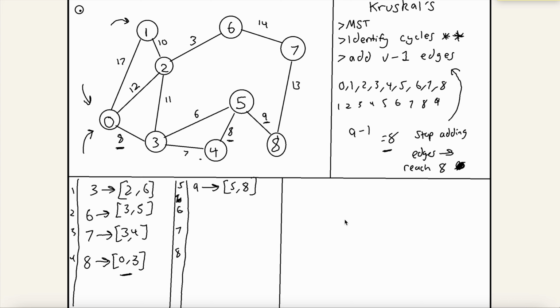Moving on, looks like we have this 10. So we can add this 10, and that is formed from 1 and 2. And then we have this 11 here as well. So we can add this 11, which connects 2 and 3 together.